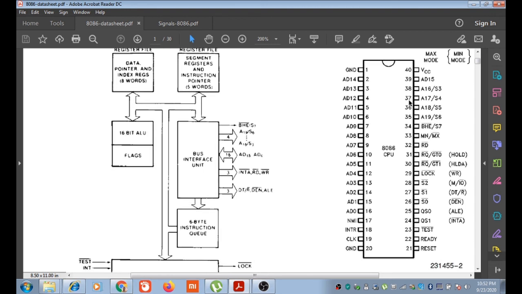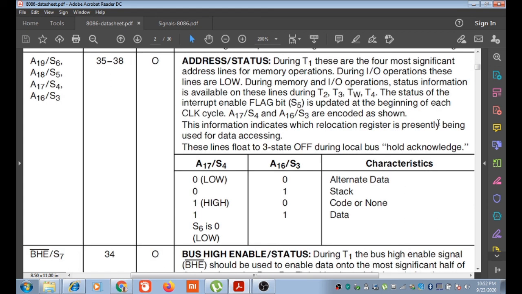Next we will discuss the status signals on pin number 34 to 38. That is the status signals S3, S4, S5, S6 and S7. This S4 and S3 will be interpreted like this. If S4 equal to 0 and S3 equal to 1, the extra segment will be used.